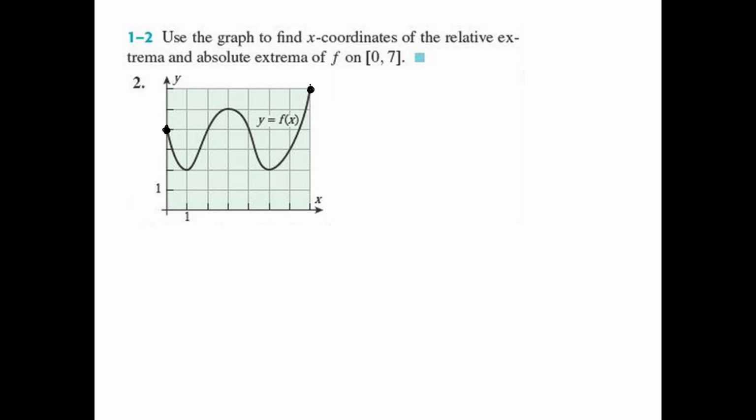So relative, we need to be able to draw a little interval on our graph, and so we can only do that on the inside. Here at 1, and at 3, and at 5, and that's it. So at 1, we see that we have a relative min, and then it's only asking use the graph to find the x-coordinates. So at x equals 1, and then again at 5. Relative max, we have one at 3.